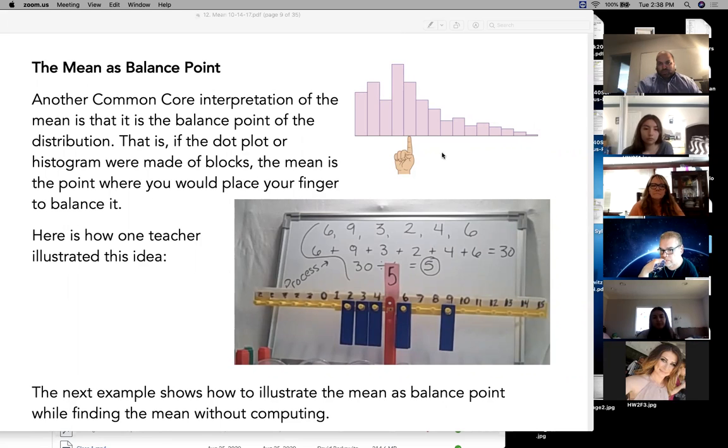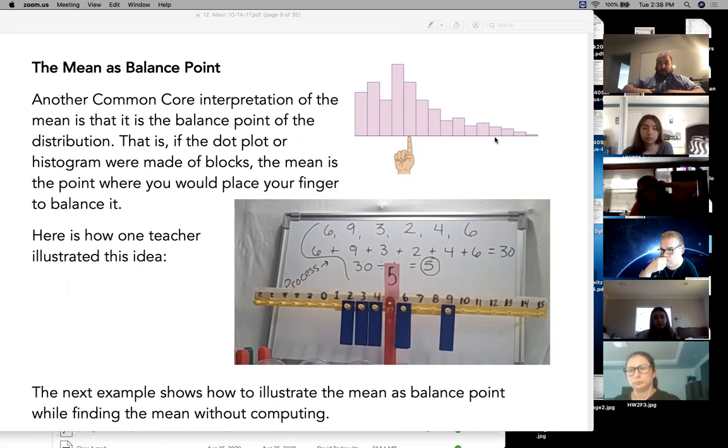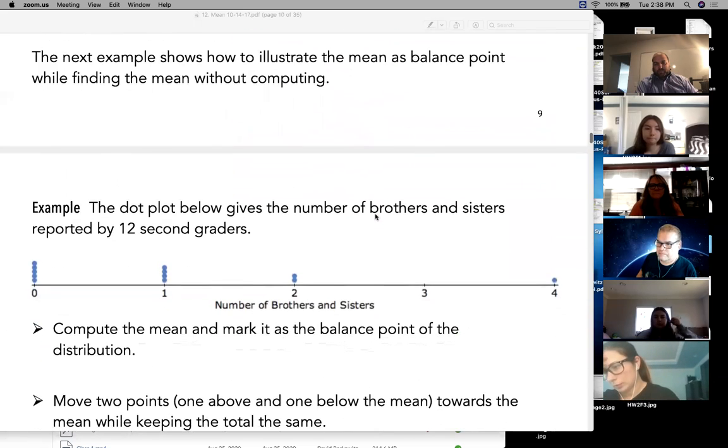So if I look at this picture up here, I see lots of blocks piled up on the left, and I see lots of blocks on the right, but they're more spread out, just lower. But because of distances from the center, the balance point is right here. Okay, and we're going to demonstrate this in the following example.